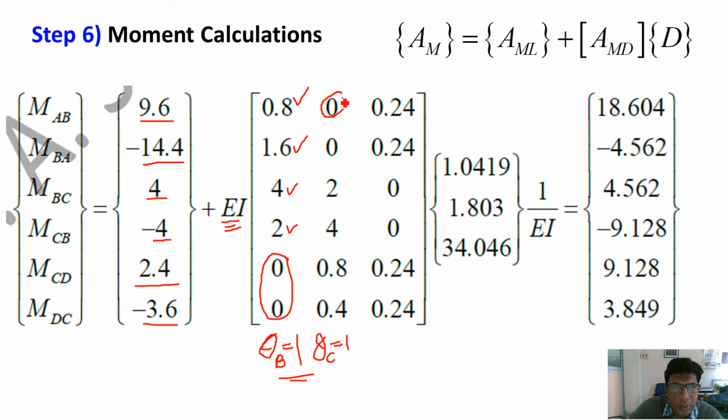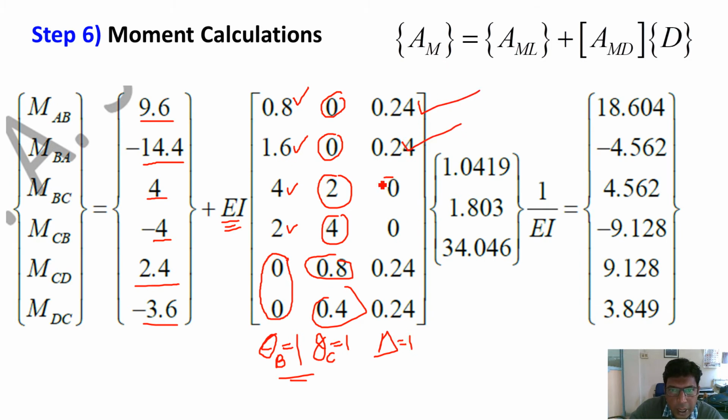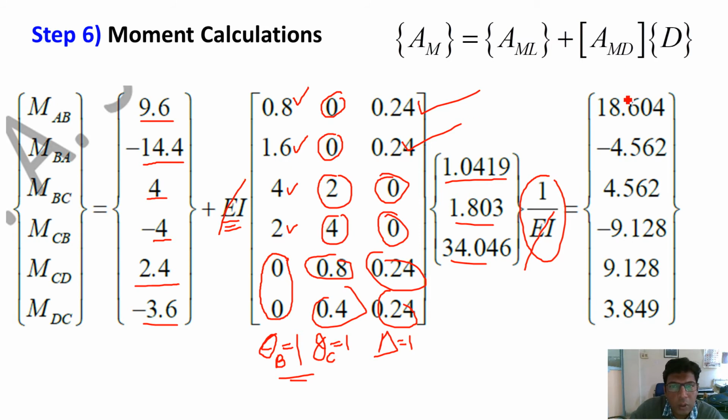This is the value of MAB, this is MBA, this is MBC, this is MCB, MCD, and MDC. Similarly, the third column is written from delta equal to 1. These are the 3 unknowns which we have calculated. 1 upon EI is taken outside, so this EI and this EI will get cancelled. Now if you multiply this matrix AMD into D, and then add the elements of AML, finally you will get the final moments in the frame.